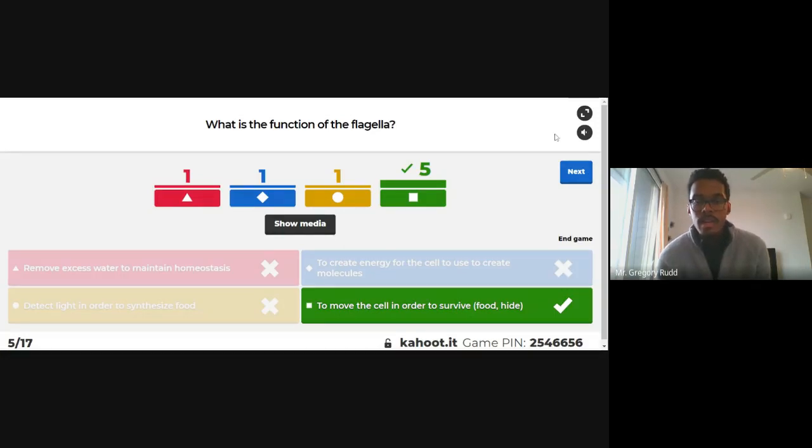Okay, so good. The flagella is there for the cell to move. It's like a tail that kind of moves the cell through its aqueous environment, its watery environment.